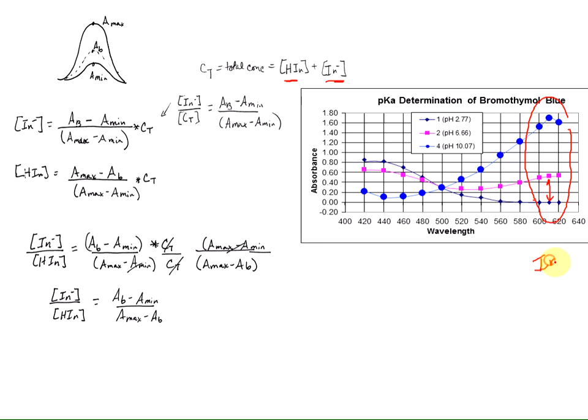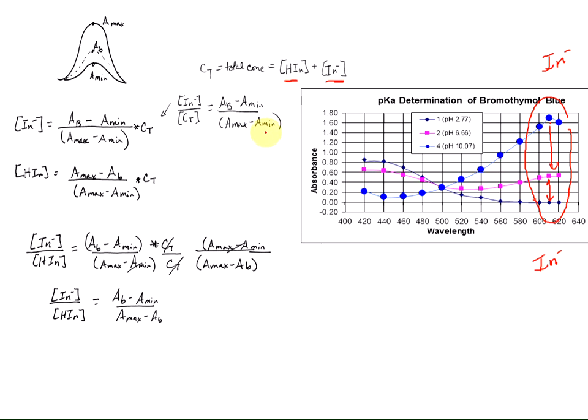minus concentration, and the AMAX to the AB corresponds, and that lack of absorbance corresponds to the protonated form. But the only thing that absorbs at this wavelength is the IN minus. So we're going to use this relationship that the indicator in the deprotonated form compared to its total concentration is going to be the same as the difference between the AB minus the AMIN over the AMAX minus the AMIN.